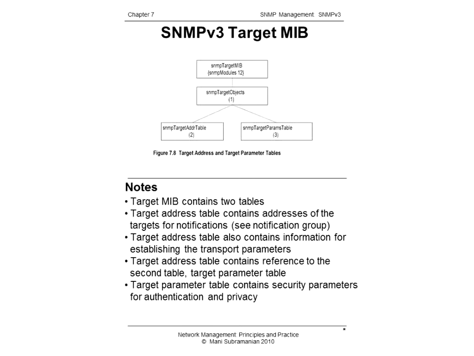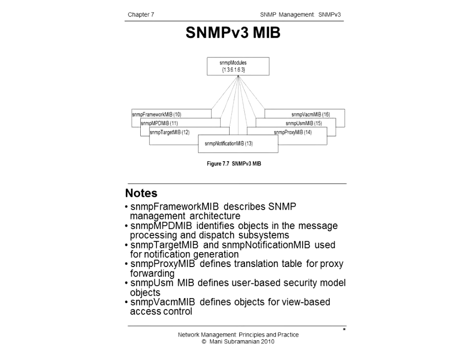Now here in this figure, we have the MIB of the new object groups. They are nodes under SNMP modules 1.3.6.1.6.3. Now there are 7 new MIB groups.